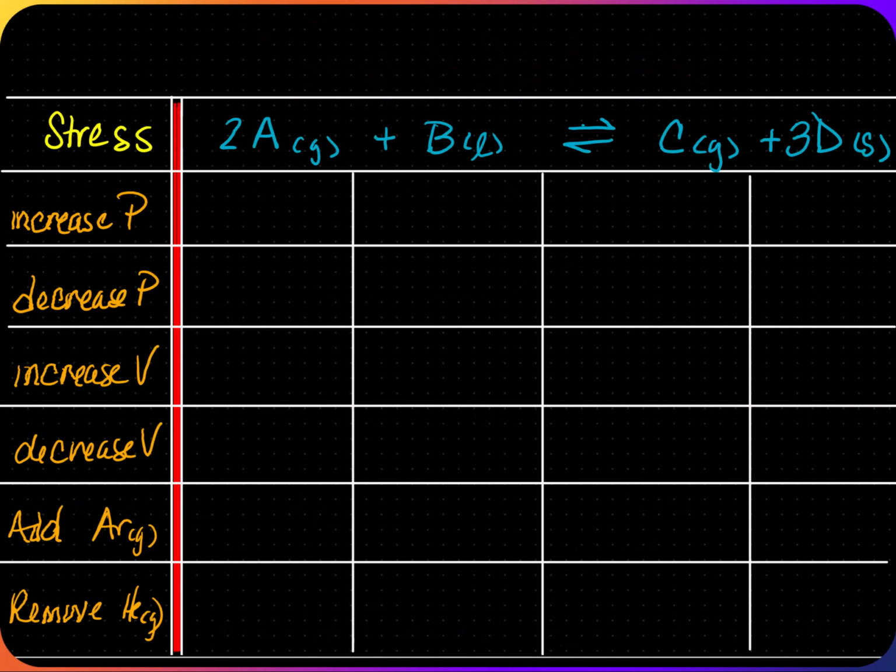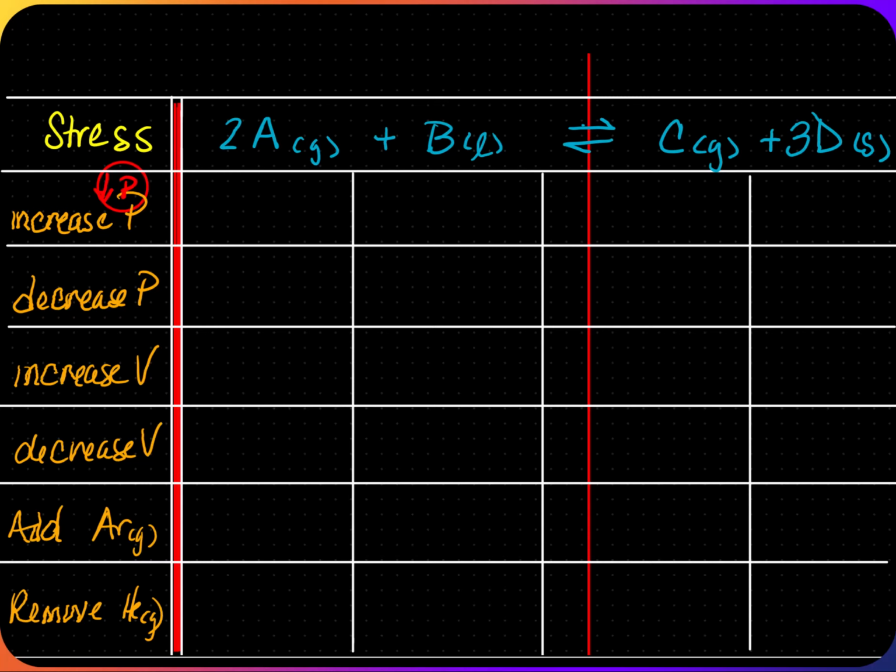So in the following equation, we have 2A plus B yields C plus 3D. So here the pressure is increased. When the pressure is increased, what we want to do is the opposite. So we want to decrease the pressure. To decrease the pressure, we need to count the number of moles on the reactant and the product side.